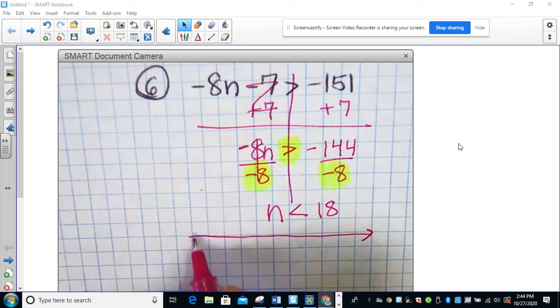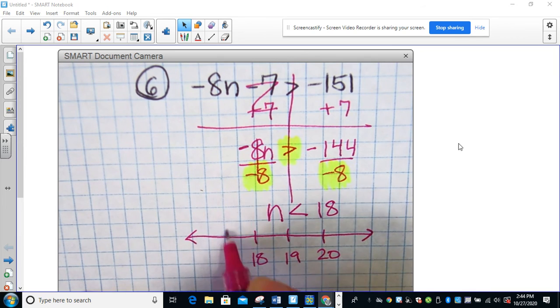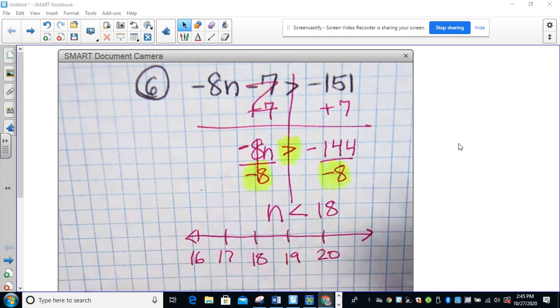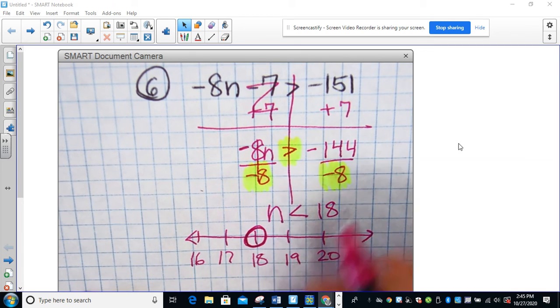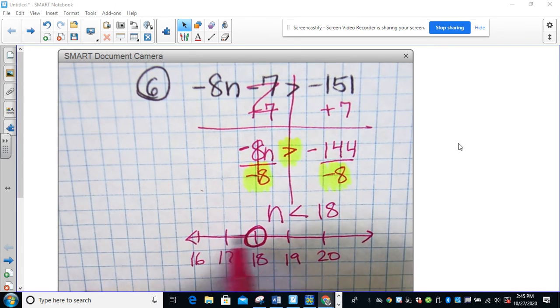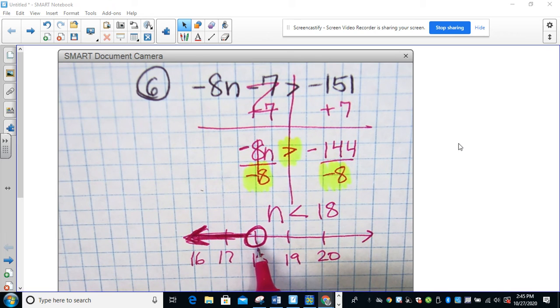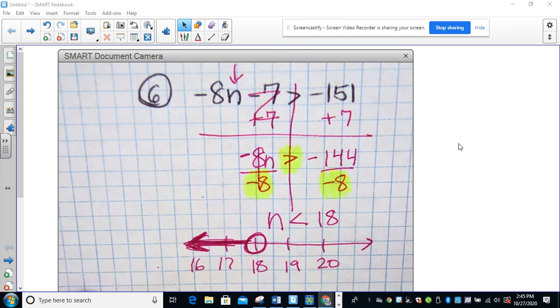So here's my number line. I'm going to put 18 somewhere in the middle. Here's a 19. Here's a 20. Here's a 17. Here's a 16. Now there's no equal sign, so it's got to be open. Remember, we flipped the sign, so now it's less than, so shaded this way. Any number in this shaded area would work. Not 18, because it's open. Couldn't use 18. We could use 17, 16, 15, 14, 10, on and on and on. If you plugged it in there, worked it out, those numbers would work. Not 18, but anything less than 18 would work.